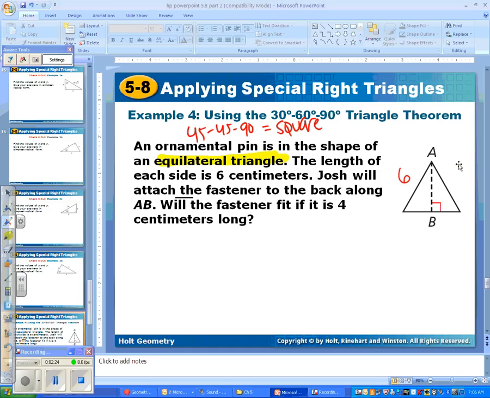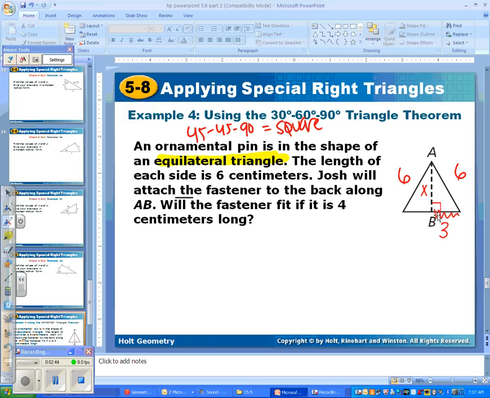So 6, 6, and 6. Josh will attach the fastener to the back along AB. Will the fastener fit if it is 4 centimeters long? So if this whole side is, we have to figure out what this is. I'm just going to call it X. And we know that this whole side's 6, so that means this part has to be 3.